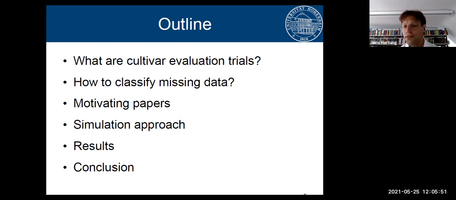I want to explain what cultivar evaluation trials are. Afterwards, I want to speak about missing data and the classification there. Probably some of you know how to distinguish between the classes, but I want to explain what is special in cultivar evaluation trials. It's slightly different to clinical studies or animal science. Then I want to motivate my research, show you a simulation approach, show some of the results and make a conclusion in the end.